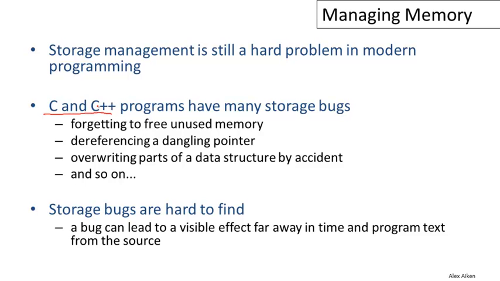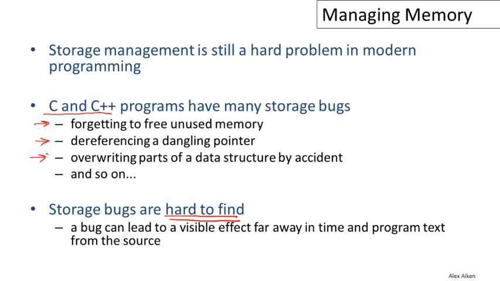And the kinds of storage bugs that you can get because of manual memory management are things like forgetting to free unused memory, which means a memory leak, dereferencing dangling pointers, and overriding parts of a data structure unintentionally. There are actually a few more, although these are probably the three most common problems. And these bugs are really hard to find, and I want to emphasize that. They are often some of the very last bugs to be found in complex systems. They often persist into production, and sometimes for a very long time after the code is in production use.